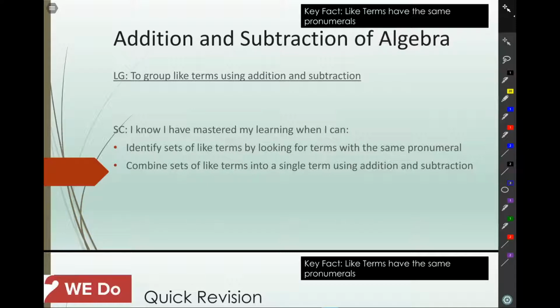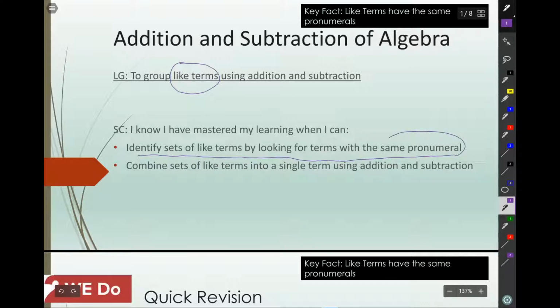What we're going to be really talking about today is like terms. You will probably be more familiar with this topic by that name. So the things we're going to be focusing on are identifying sets of like terms by looking for the same pronumeral. That's going to be the key thing that we want to remember today. Like terms have the same pronumerals.